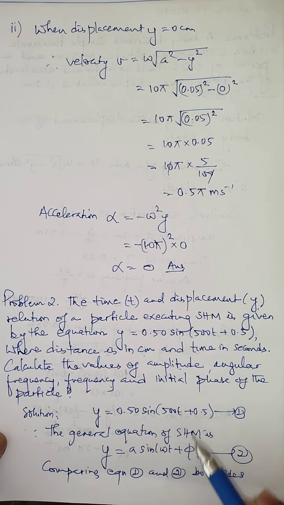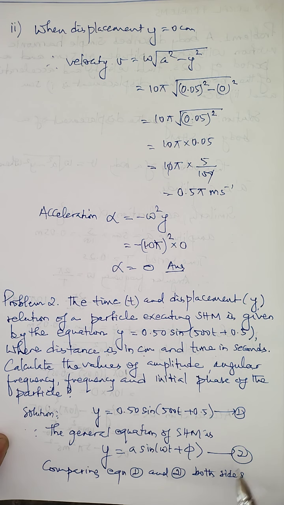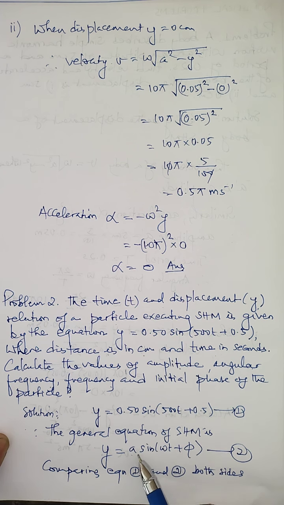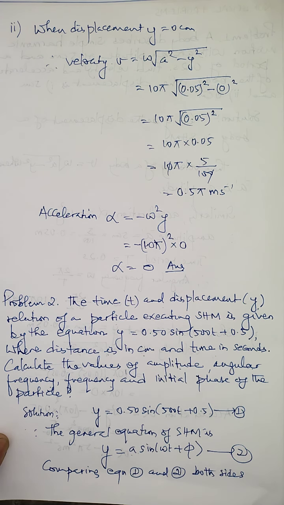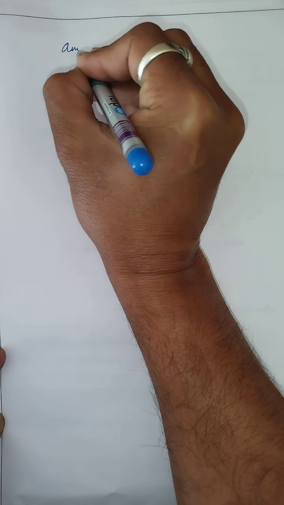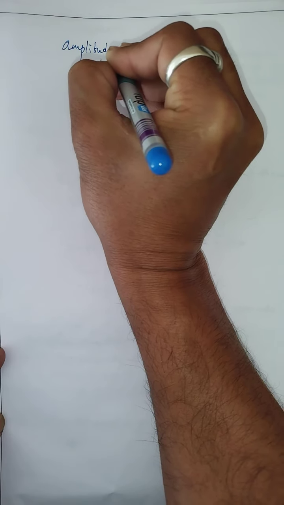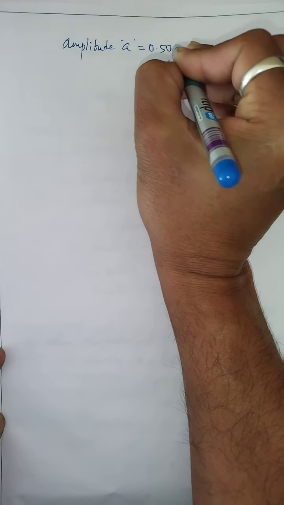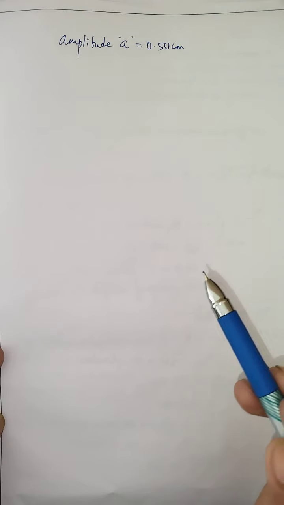Children, if you compare equation 1 and 2 on both sides, the first value that we calculate is the amplitude, because in equation number 2, a means the amplitude. So y and y, so a is equivalent to 0.50. If you see, the amplitude is how much? 0.50. Therefore I write down the first part of the answer: the amplitude A of the particle is 0.50 centimeter, because we compare equation 1 and 2, and from that A is equivalent to 0.50 centimeter.